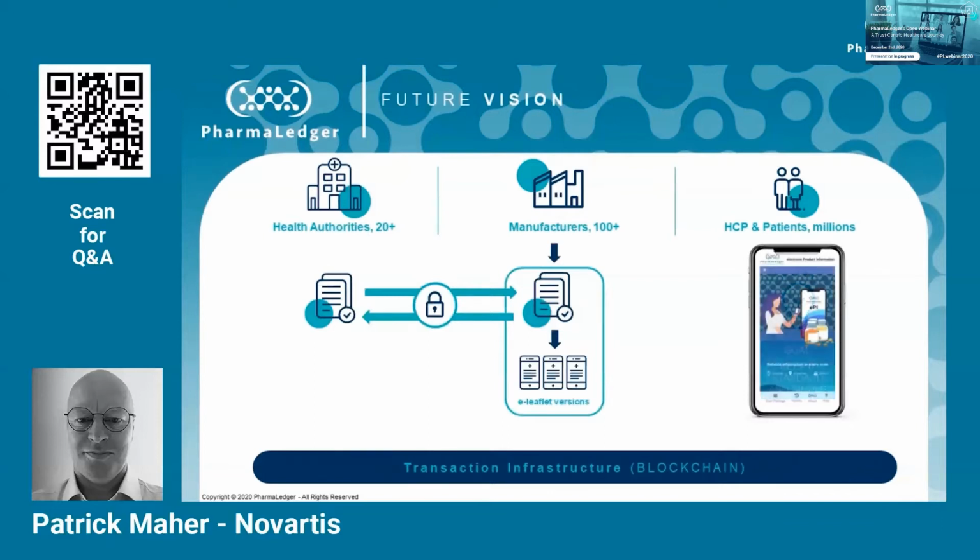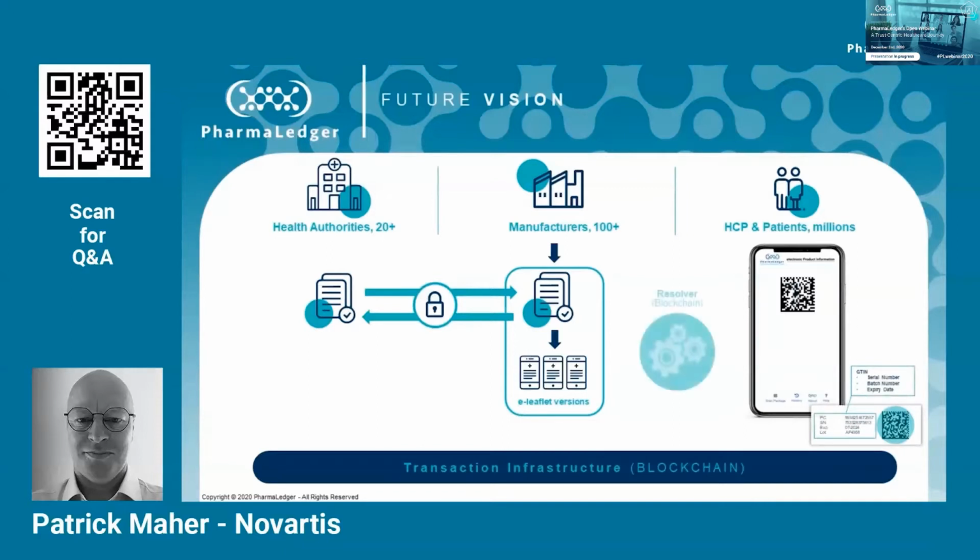So the next question becomes, how do we get access to the leaflet? What do we need to do? What do we need to scan? With serialization, we have a data matrix code on the pack. And in the data matrix code, we have a lot of information. We have the GTIN, the serial number, the batch number, and the expiration date. So we would essentially scan this code on our phone.